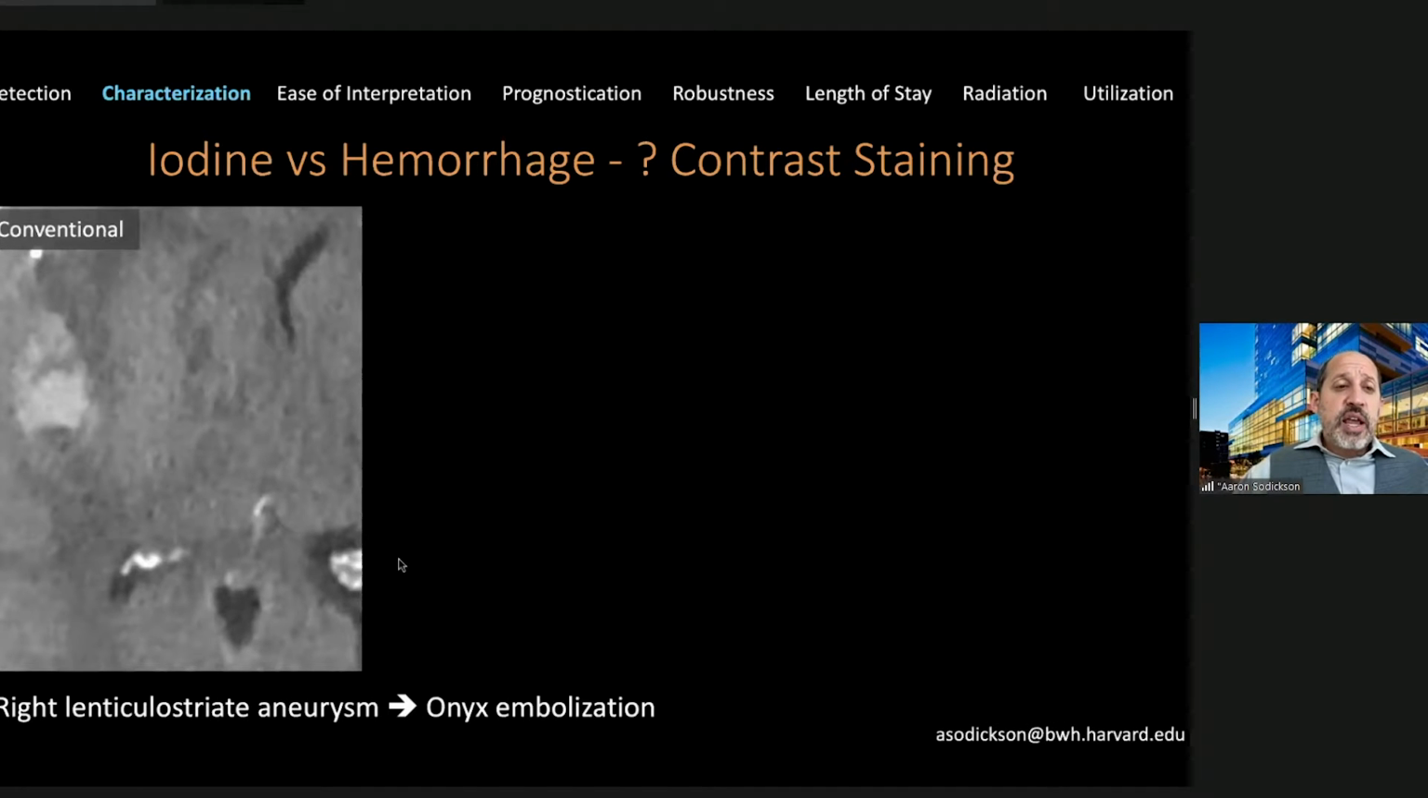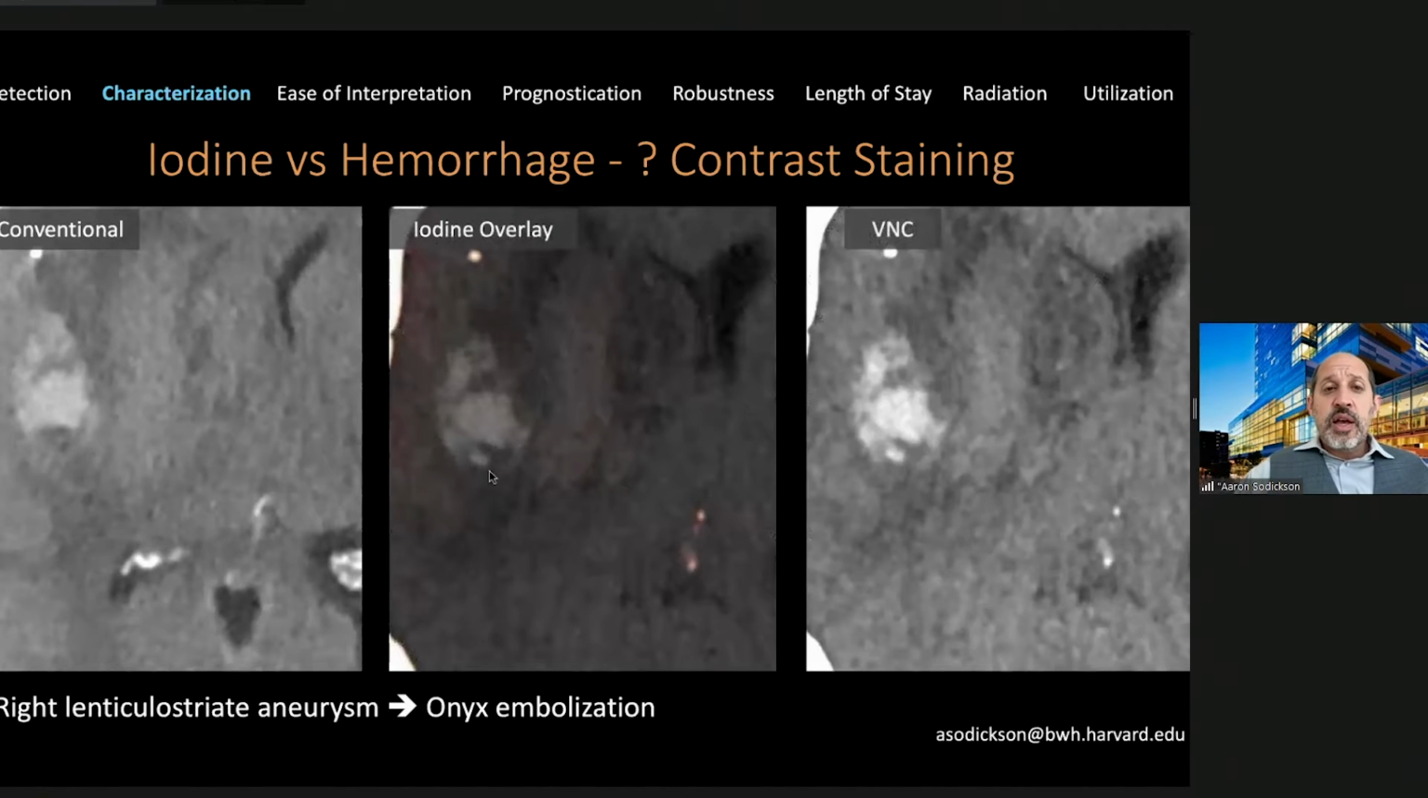Here's another patient after intervention with this bright spot here. This does not color code orange. It persists on the virtual non-contrast image. This is hemorrhage, not iodine staining.